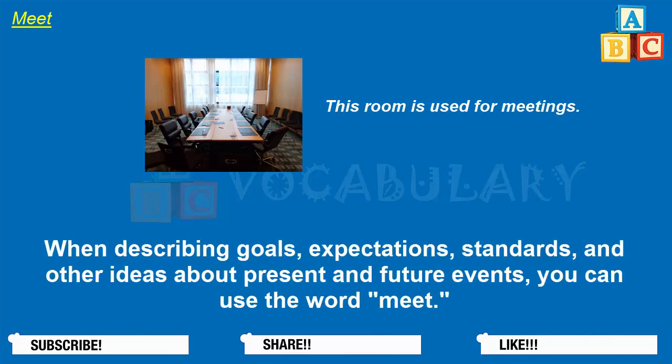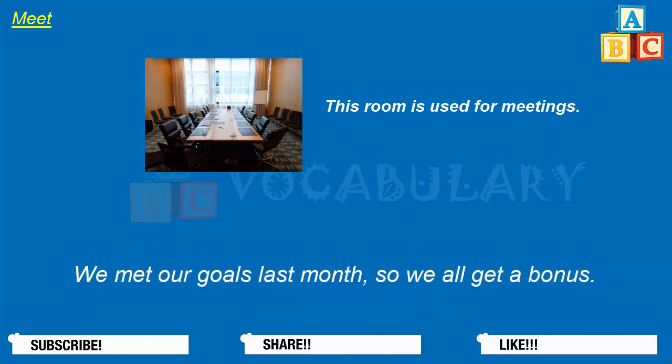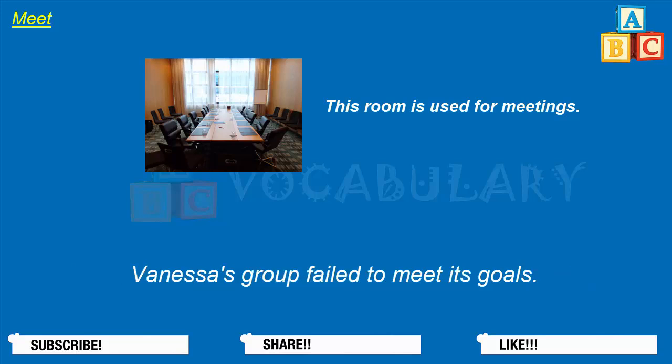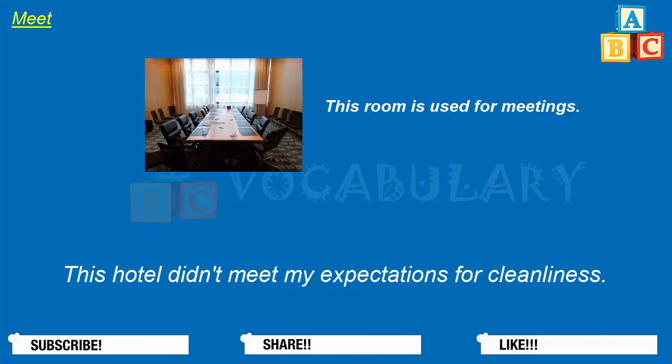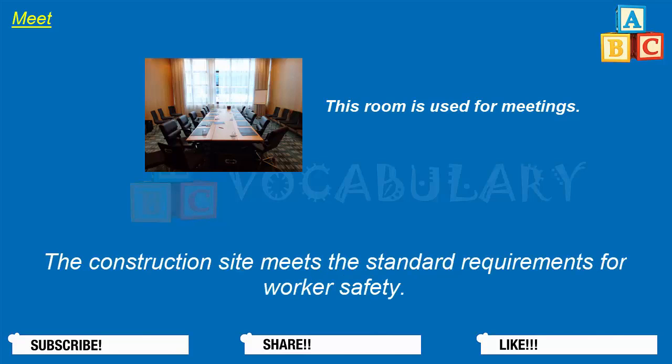When describing goals, expectations, standards, and other ideas about present and future events, you can use the word meet. We met our goals last month, so we all get a bonus. Vanessa's group failed to meet its goals. The supervisor's expectations were not met. This hotel didn't meet my expectations for cleanliness. The construction site meets the standard requirements for worker safety.